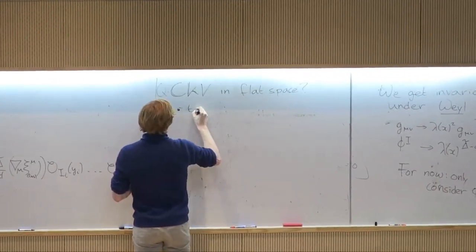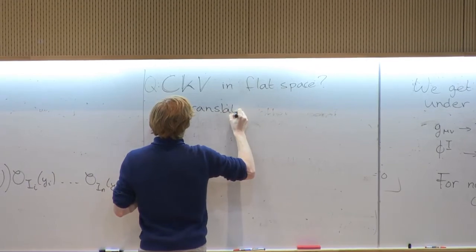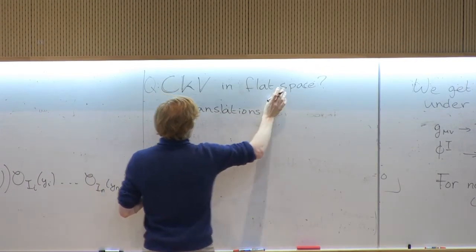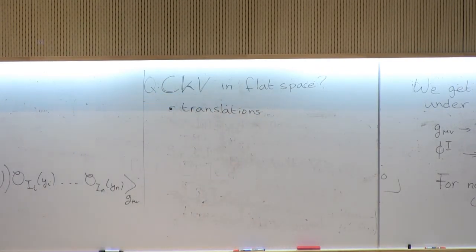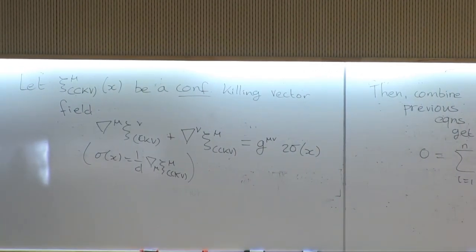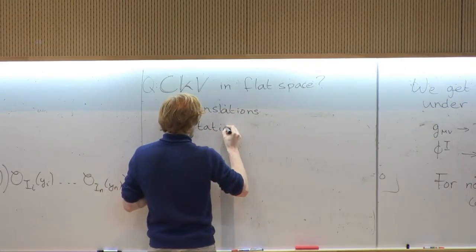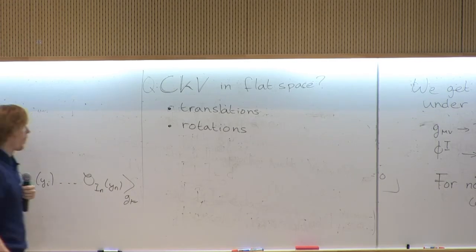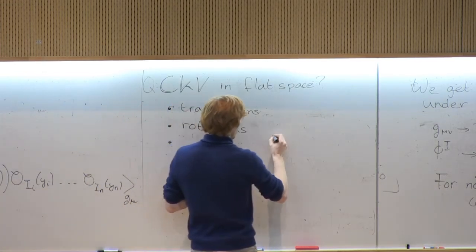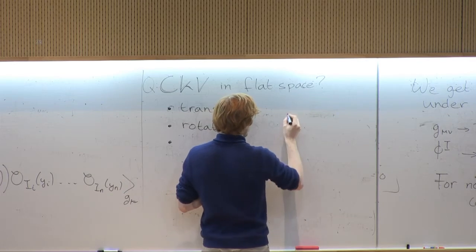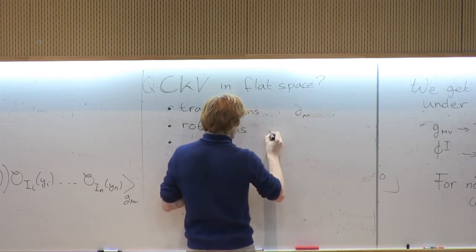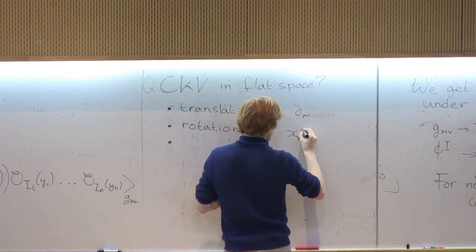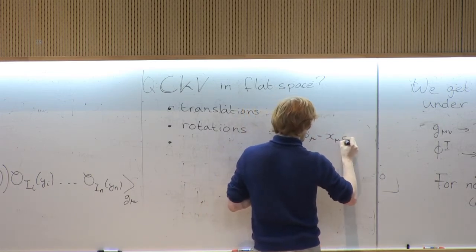And so, of course, the translations do the job of obeying this equation. The translations are very easy. Xi is constant, and it's just zeros. The rotations, again, the left-hand side and therefore the right-hand side are zero. We have this. So these are basically x_nu d_mu minus x_mu d_nu.